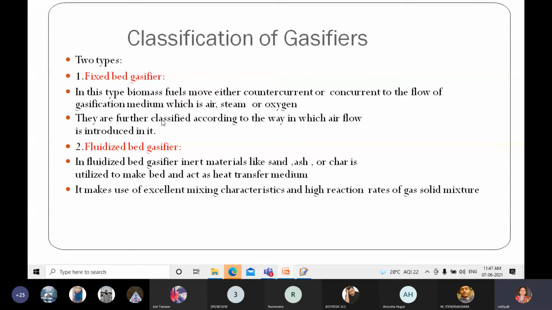The second one is the fluidized bed gasifier. In a fluidized bed gasifier, inert materials like sand, ash or charcoal are utilized to make the bed and act as a heat transfer medium, and it makes use of the excellent mixing characteristics and high reaction rates of the gas solid mixture. This is just a few details about the classification of gasifiers. In depth we shall discuss in further classes.